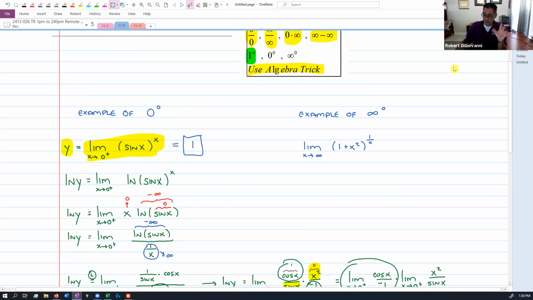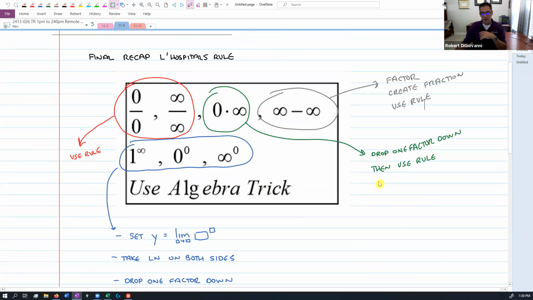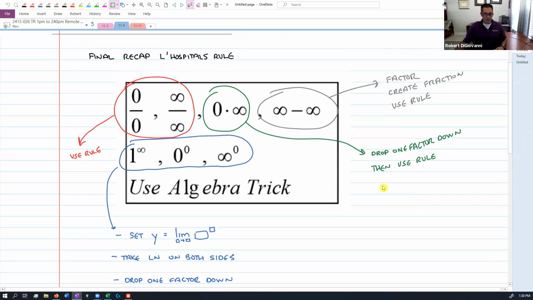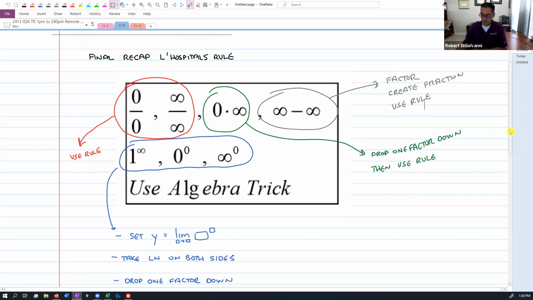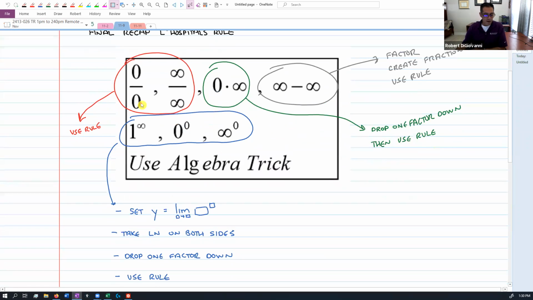All right, so that's it. I have a little summary here, a recap of limits with L'Hopital's rule. If we ever see 0 over 0 or infinity over infinity, we just use the rule, right? Derivative of top and bottom, do them separately, crank it out, see what happens. Maybe you have to do L'Hopital a few times, whatever. But 0 over 0 or infinity over infinity, that's what we like to see.